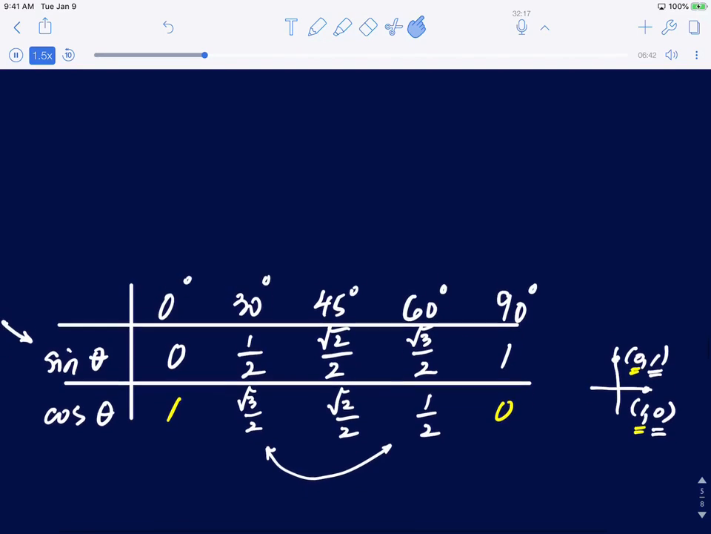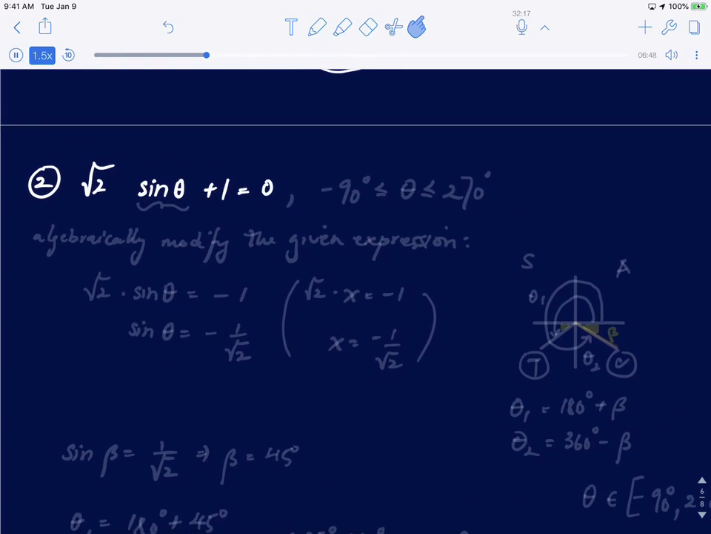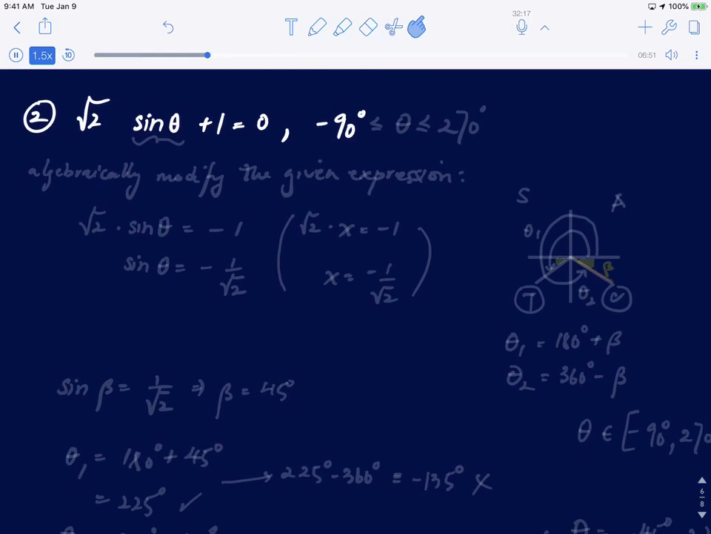Now the second equation has root 2 sine of theta plus 1 is equal to 0. And we notice the domain changes slightly. So I go from negative 90 degrees to 270.